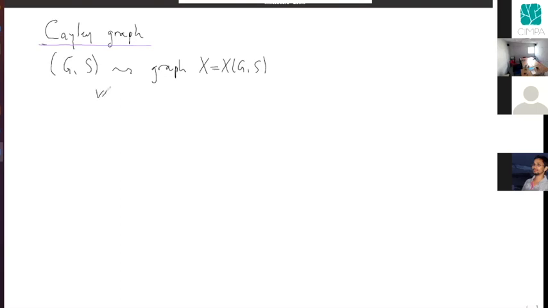So the vertices V are exactly the elements of the group, and the edges, the set E, will be everything you can write down of the form g, gs, where s belongs to S or is the inverse of an element of S. Okay? And so let me give several examples.